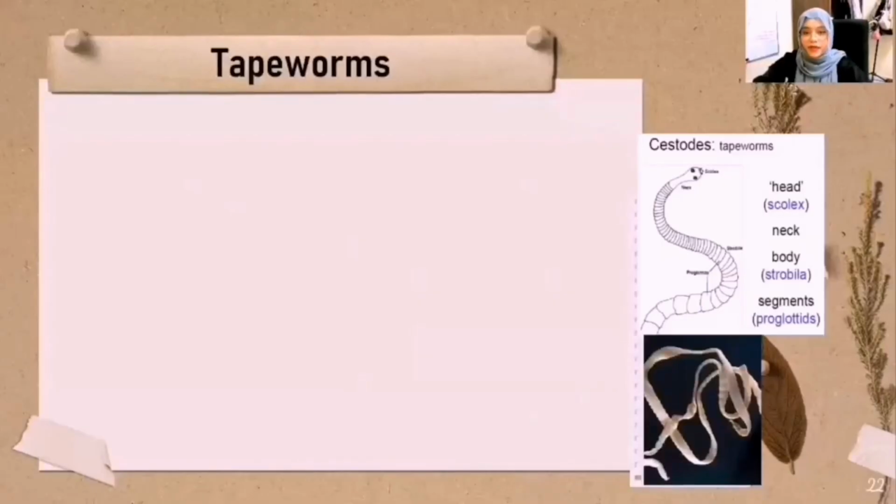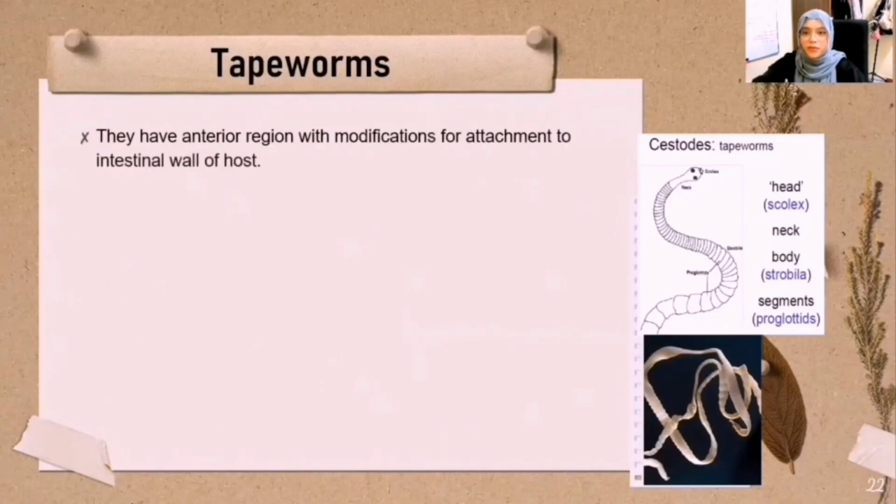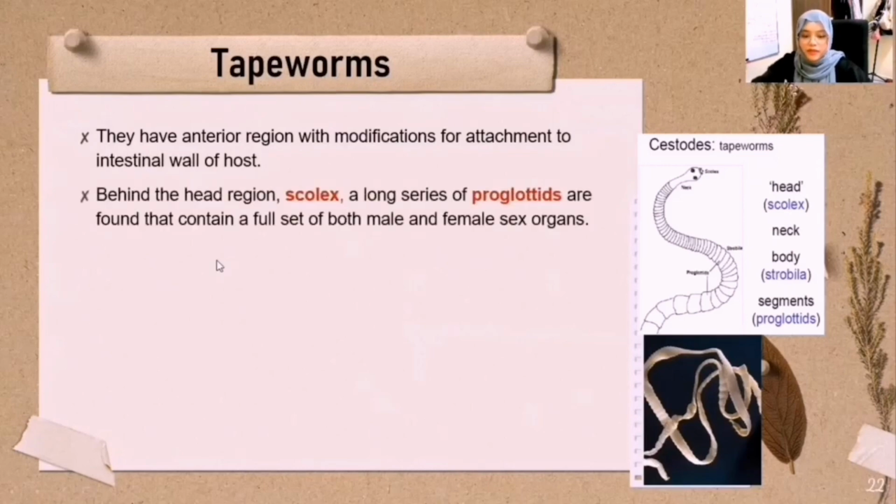Thank you. Assalamualaikum. So today I will continue the presentation about tapeworms. Tapeworms have an anterior region with modifications for attachment to the intestinal wall of the host. They have a highly modified head region called the scolex, and then a long series of proglottids can be found that contain a full set of both male and female sex organs. So this is the scolex and this is the proglottids.